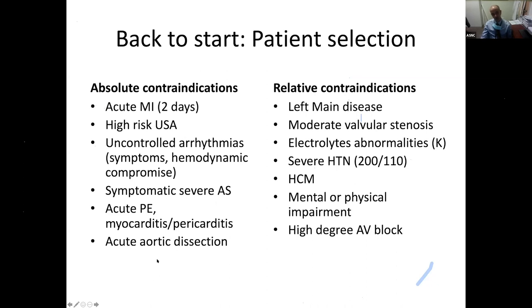Those are fairly common, but it's good to remember them, and these patients should not undergo an exercise stress test. And then there are relative contraindications, meaning that these patients could go ahead with this, but you would need to discuss it case by case and see whether the benefits outweigh the risks or not.